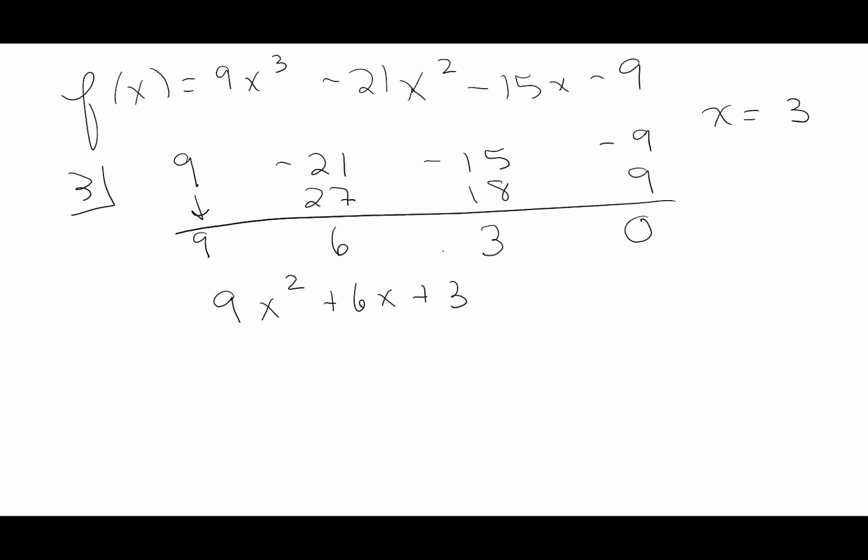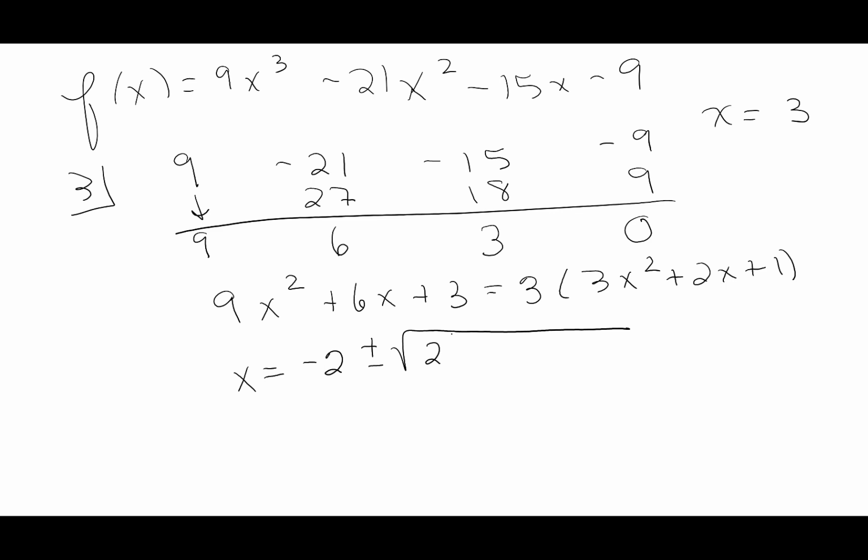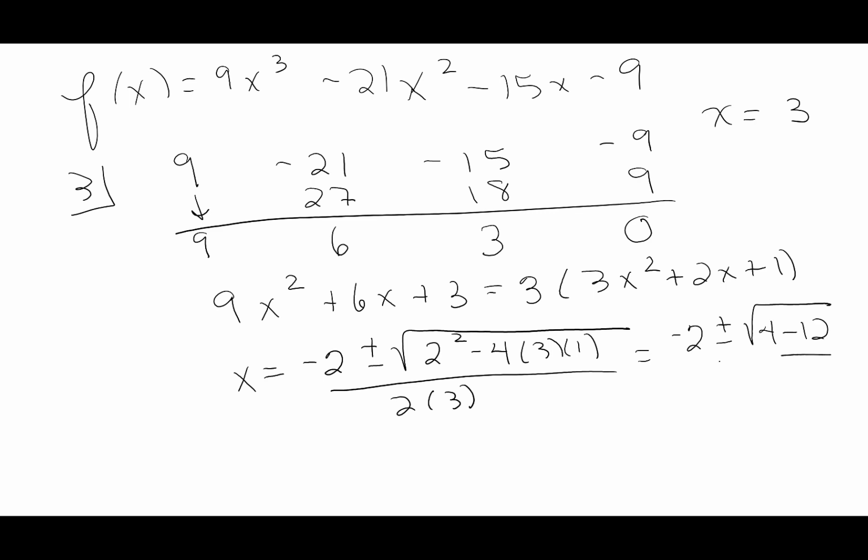I want to find the zeros of this. I noticed that 9, 6, and 3, I could take a 3 out. Then I have 3x squared plus 2x plus 1. You could try doing the AC method. 3 times 1 is 3. I'm not going to find any positive factors of 3 that add up to 2, which means I have to do the quadratic formula. So x will be negative 2 plus or minus the square root. I have 2 squared minus 4 times 3 times 1 all over 2 times 3. I can simplify that to negative 2 plus or minus the square root of 4 minus 12 over 6.